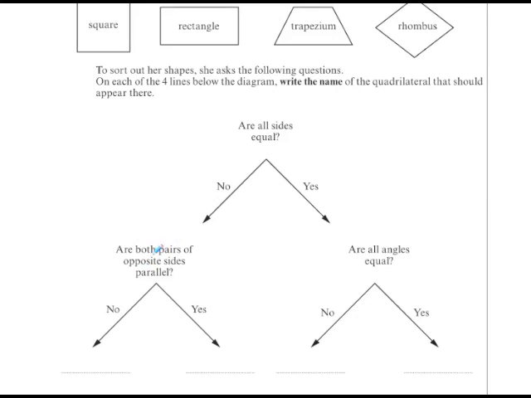So the next question then is, are both pairs of opposite sides parallel? Well, in a rectangle, that line's parallel with that, and that line's parallel with that. In the trapezium, that side's parallel with that. So, are both pairs of opposite sides parallel? No. So, we write trapezium here. So that means if they are both parallel, that's got to be a rectangle.